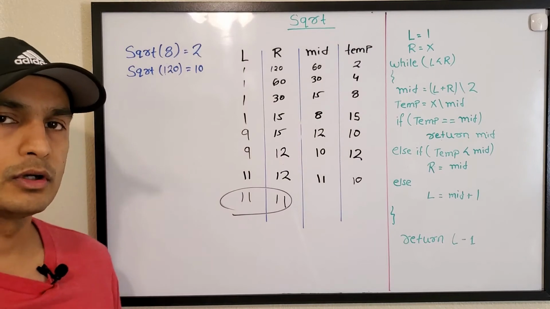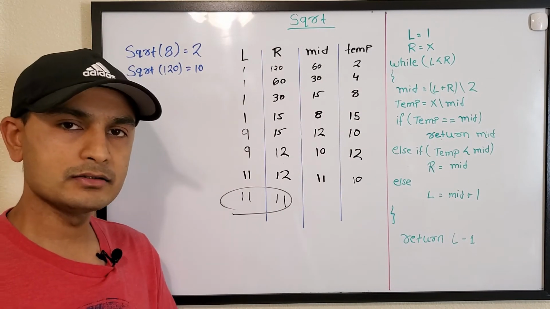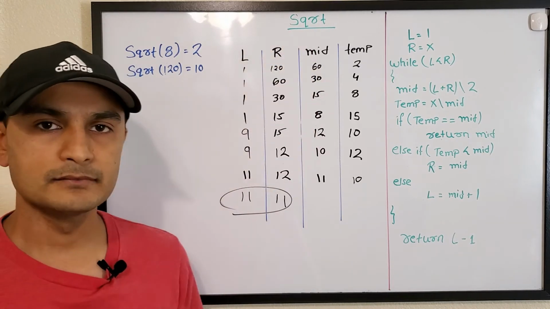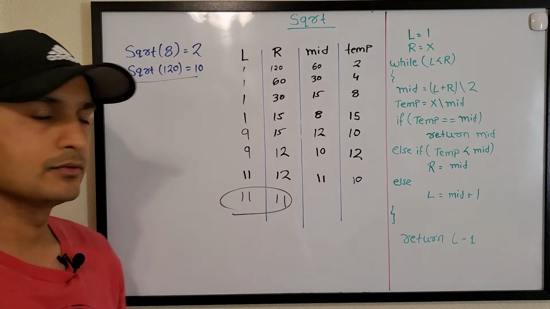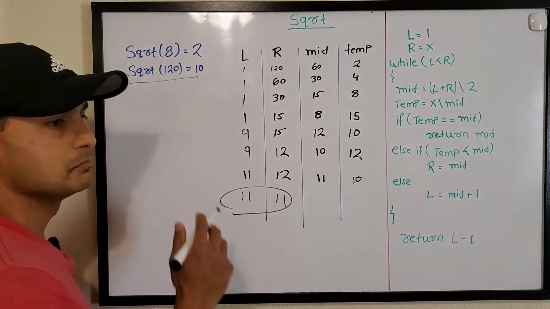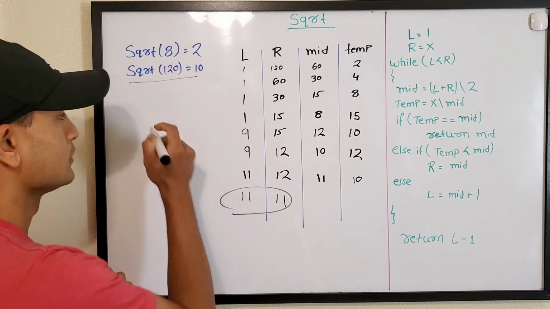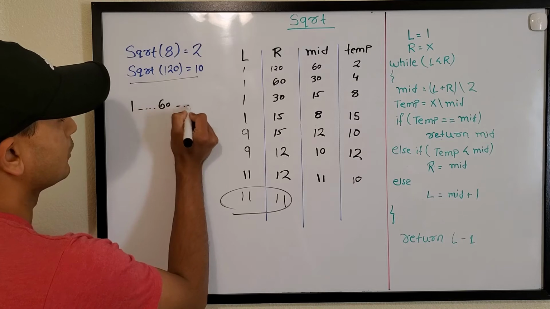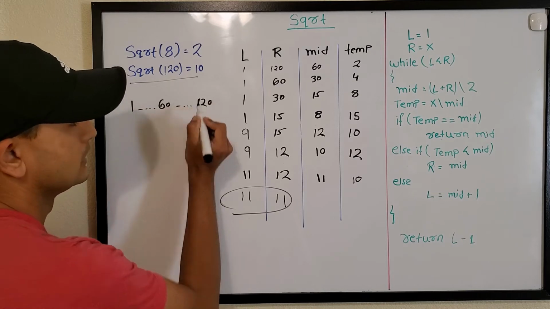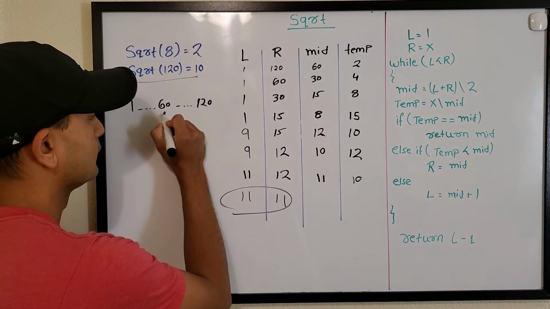Okay, so in this approach we'll implement a kind of binary search to find the square root. Let's look at this example, the square root of 120. We make our solution set the range 1 to 120. So 1 dot dot dot, let's say the midpoint is 60, dot dot dot 120. So this is our possible solution set. We start at midpoint 60.